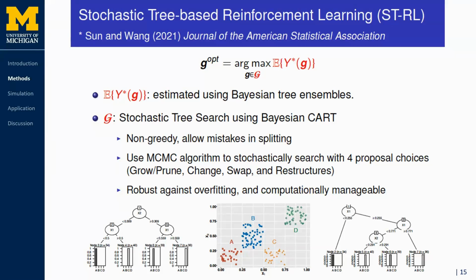So first of all, this has a very good advantage. It's non-greedy, so that allows mistakes to happen in splitting. And then it uses MCMC algorithms to stochastically search with 4 proposal choices. The first two, tree grow, tree prune, and tree change, are typical tree growing proposals, even in the tree-based reinforcement learning. But in this new algorithm, they allow 2 new ones. One is called swap, one is called restructure.